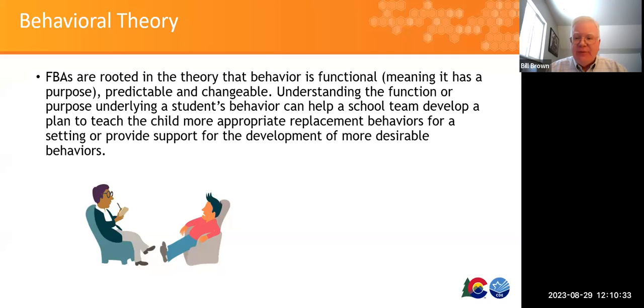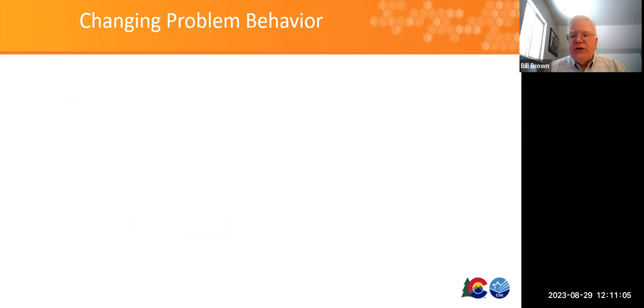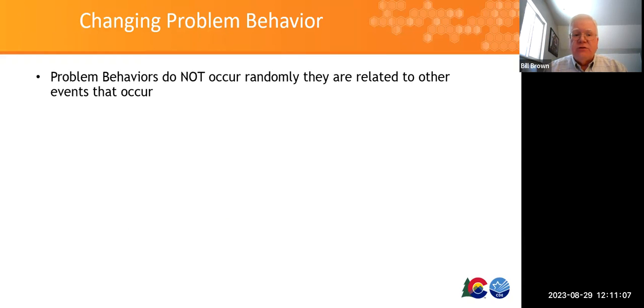The other aspect of behavioral theory is that behavior is learned. And if behavior is learned, that's very hopeful, because that means we can relearn new behaviors. So behavioral theory in a nutshell: behavior has a purpose or a function, and it's situational in nature. Okay, any questions about behavioral theory real quick?